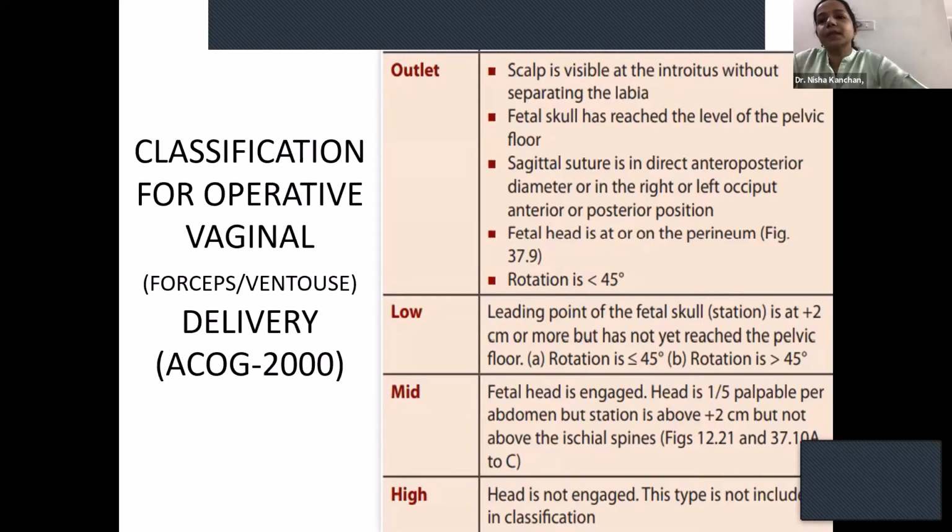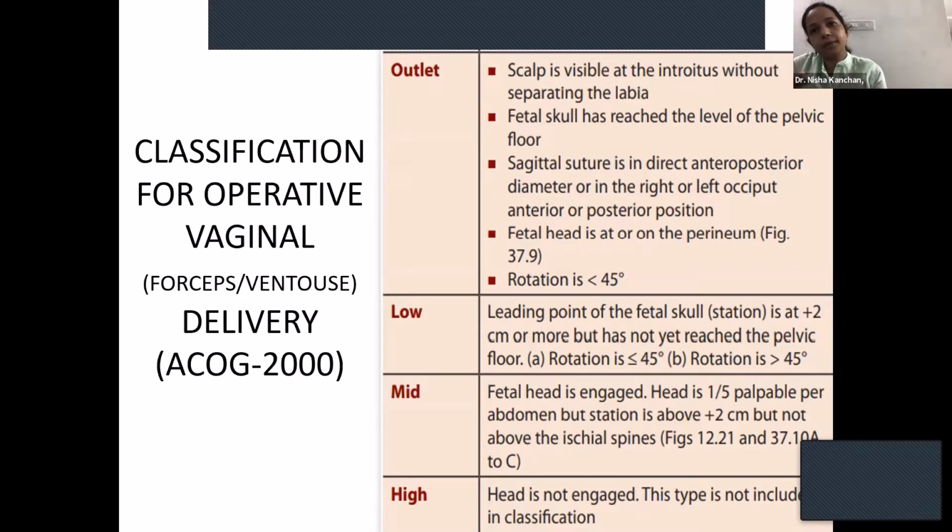Now low forceps is when the leading point of the fetal skull is at +2 station or more. Zero station, as I told you when I was talking about the pelvis, is when the head has reached the level of the ischial spines. Every centimeter below that is +1, +2. So when the head has reached 2 centimeters below the ischial spine, it is called low forceps. Here again, you classify it as A and B: less than 45 degrees rotation, like LOA or ROA, or more than 45 degrees rotation.